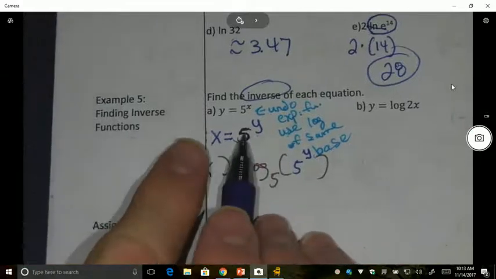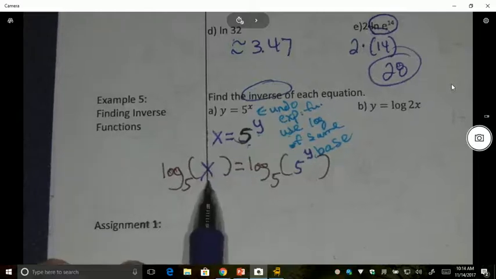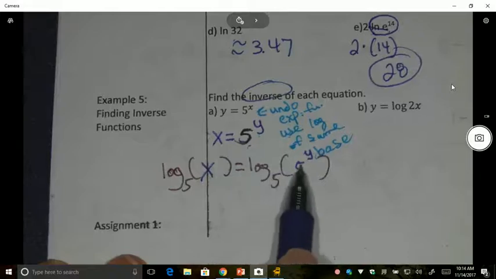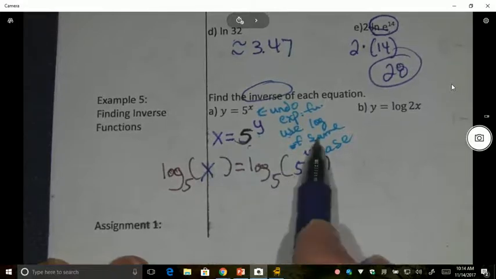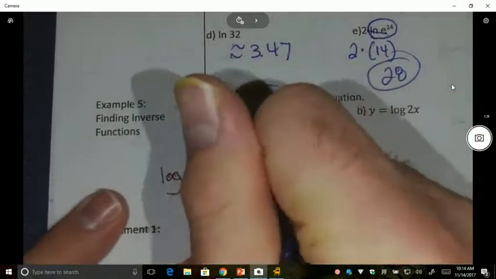So I had this equation, I just did the log base 5 of both sides. Well, this side stays log base 5 of x. What happens over here? Yeah, we're using that inverse property, log base 5, exponential base 5. Those are inverse operations. I'm left with y equals log base 5 of x.